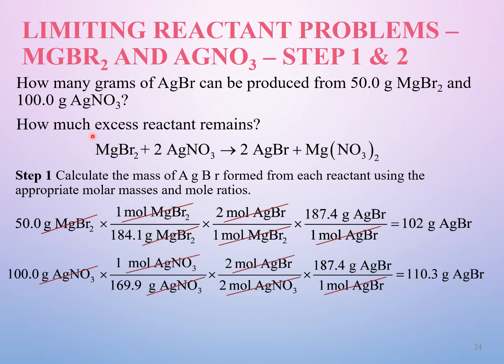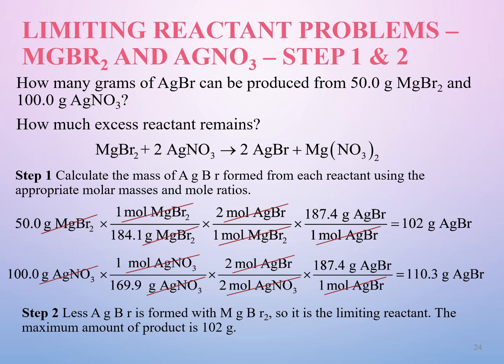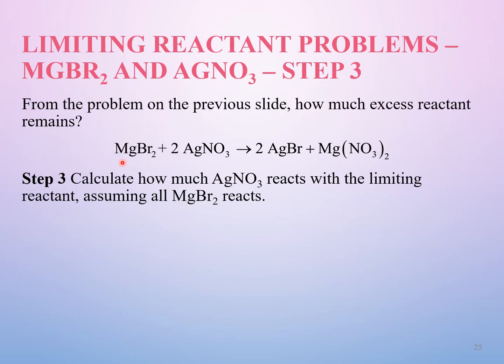Now, the next thing we want to take a look at is we also have to determine how much excess reactant remains. So we clearly know that MgBr2 is our limiting reactant. We know AgNO3 is our excess. So from the previous question, we knew that MgBr2 was the limiting and silver nitrate is my excess. So you need to find out how much silver nitrate was used up. So all you do is you pair MgBr2 to AgNO3 to say, if I use all my MgBr2, how much of the AgNO3 did I use up? Okay, so let's take a look.